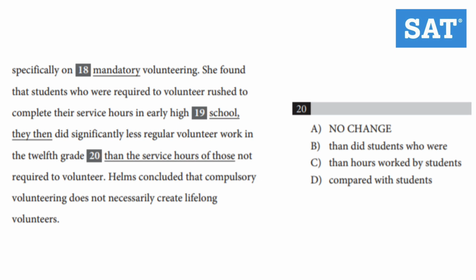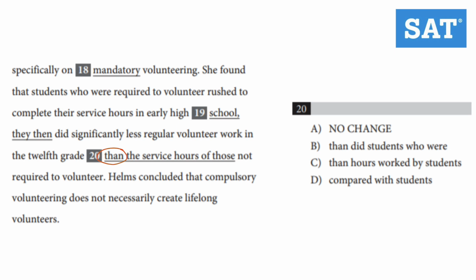What did you guys think? What did you say? Did you say it was B, C, D, or maybe no change? Let's do it together. She found that students who were required to volunteer rushed to complete their service hours in early high school. All of that doesn't really matter. Now, after the comma, the important part. They then did significantly less regular volunteer work in the 12th grade then the THAN.